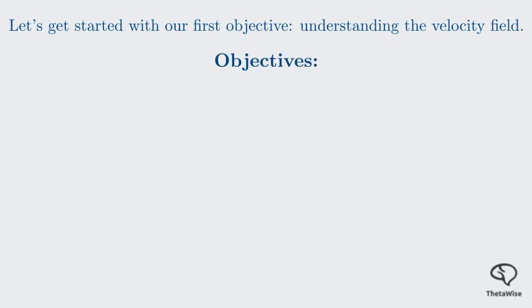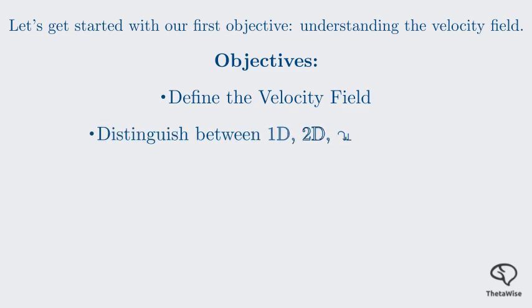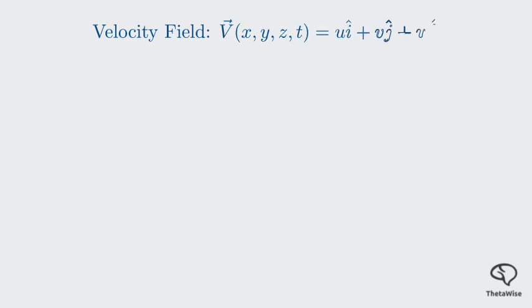Our first objectives are: 1. Define the velocity field, and 2. Distinguish between 1D, 2D, and 3D flows. The velocity field describes the velocity of fluid particles at any point in space and time.